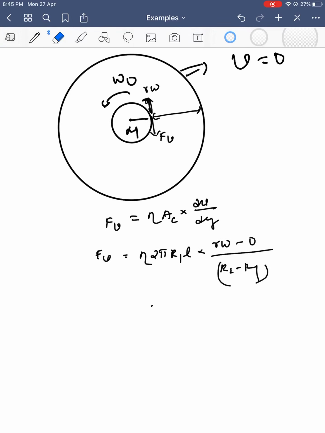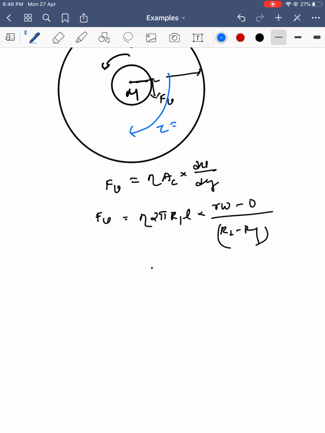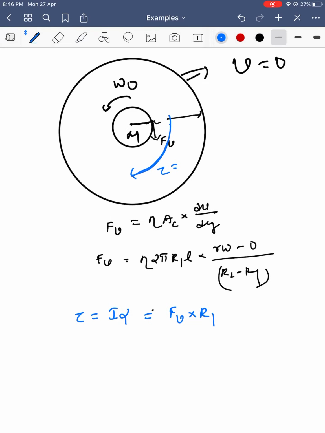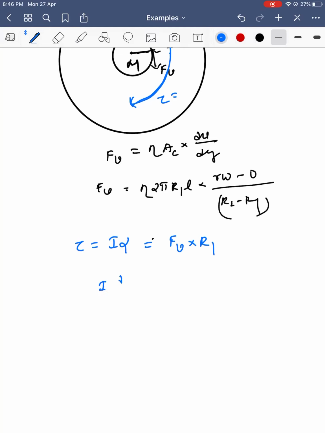Because of this viscous force, what happens to the body? Listen carefully. The body experiences a torque in the clockwise direction. Torque is equal to I alpha, which is equal to the viscous force into radius. How much is the radius? r1. So it is in the clockwise direction. I alpha I can write as I d omega by dt, which is equal to F, that is nu 2 pi r1 into L r omega by (r2 minus r1).